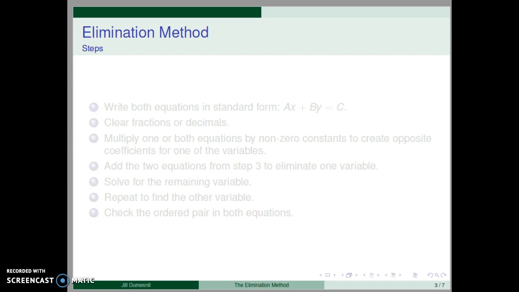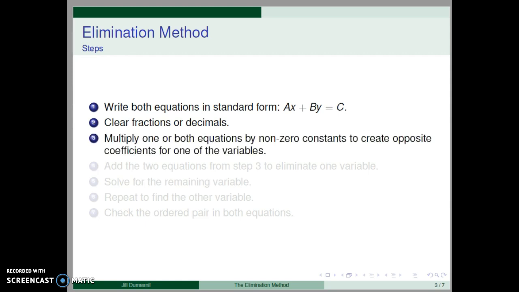We will first describe the elimination method by a series of steps and then illustrate the method with 4 different examples. First, we write both equations in standard form ax + by = c. Second, clear any fractions or decimals from the equations. Third, multiply one or both equations by a non-zero constant to create opposite coefficients for one of the variables.